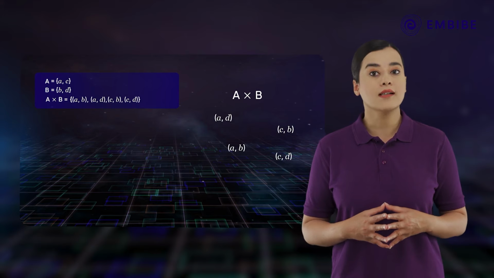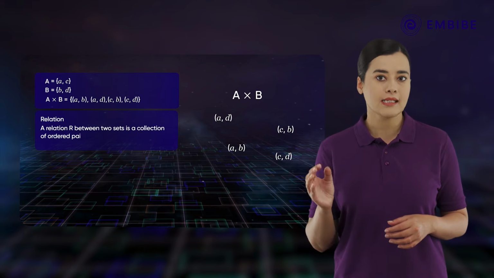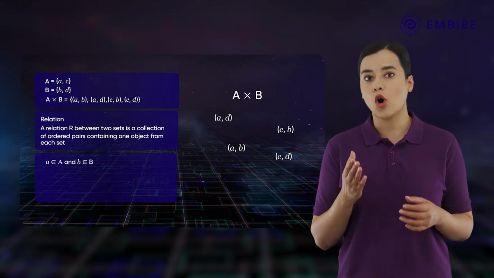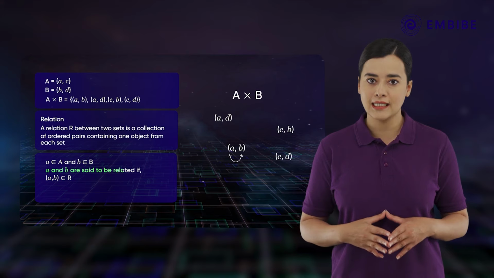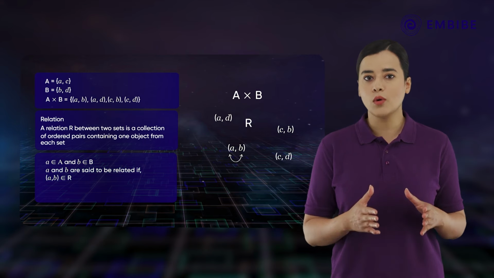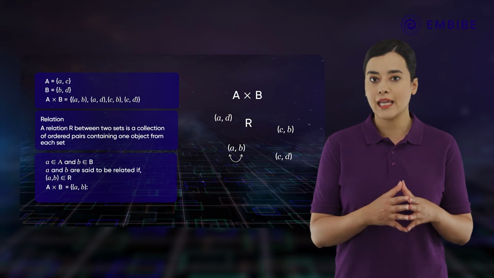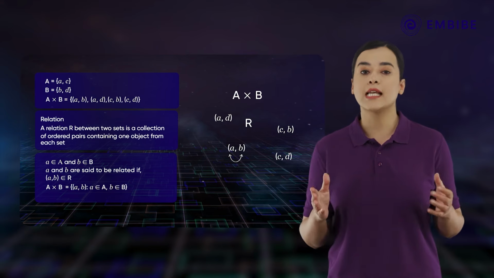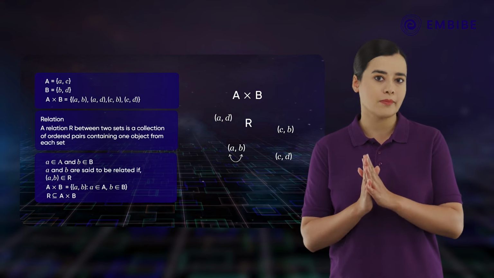Now let's learn what is a relation. A relation R between 2 sets is a collection of ordered pairs containing one object from each set. If the object a is from the first set A and the object b is from the second set B, then the objects a and b are said to be related if the ordered pair (a, b) is in relation R. Since we know that the Cartesian product A cross B is the set of all ordered pairs (a, b) such that element a belongs to set A and element b belongs to set B, we can say that the relation R is a subset of A cross B.